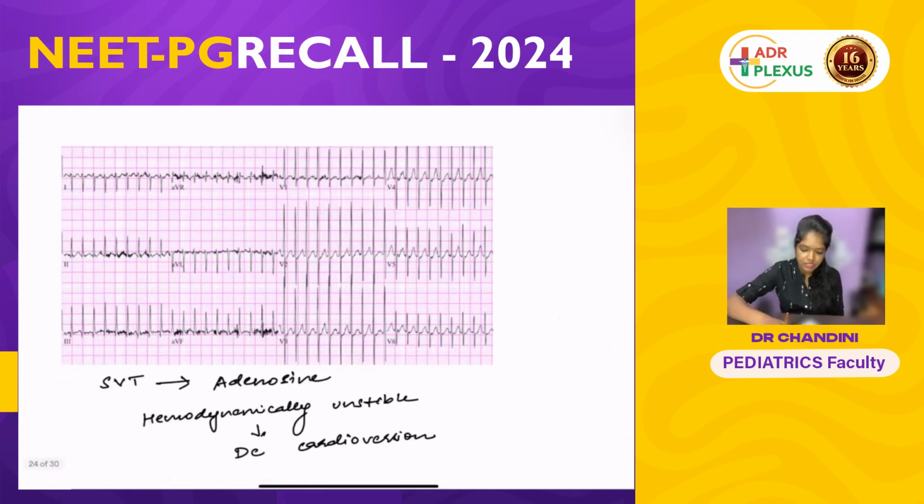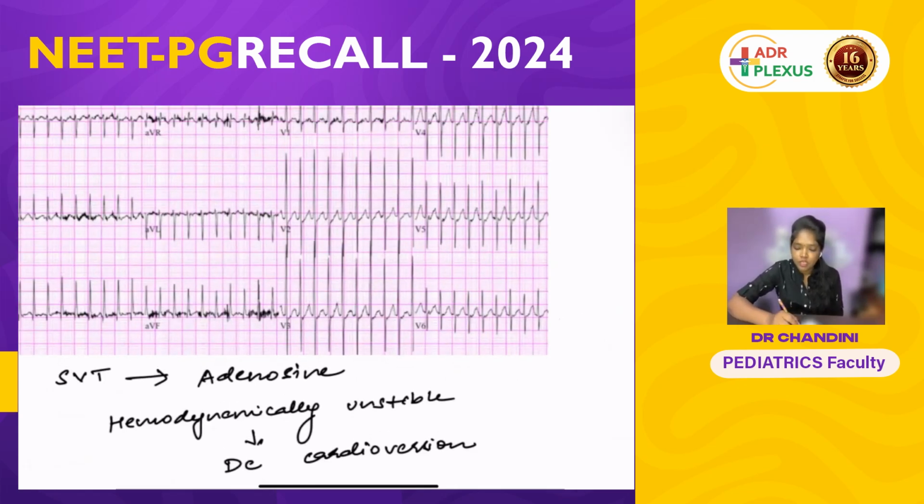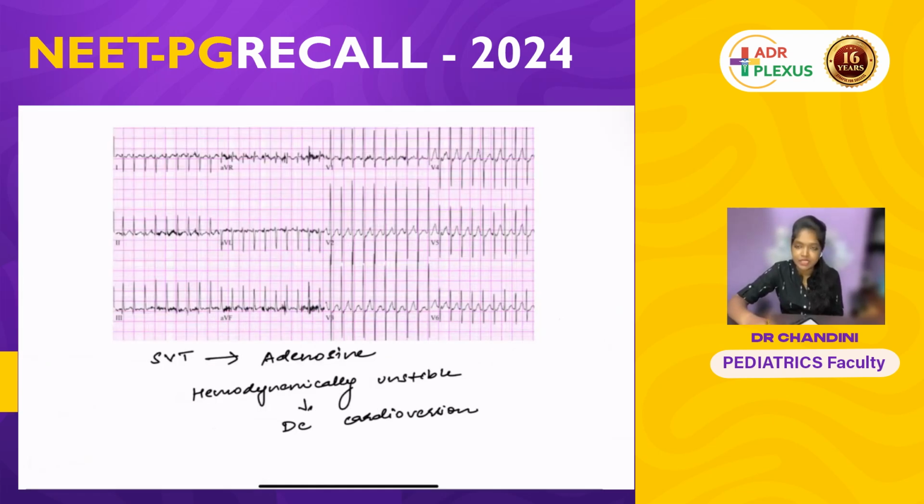So this is the ECG of SVT we discussed in class also. So you can see narrow complex tachycardia and there is no P wave. So any narrow complex tachycardia with the absence of P wave, it is going to be SVT. And when a patient is stable, go for adenosine. Unstable, go for DC cardioversion.